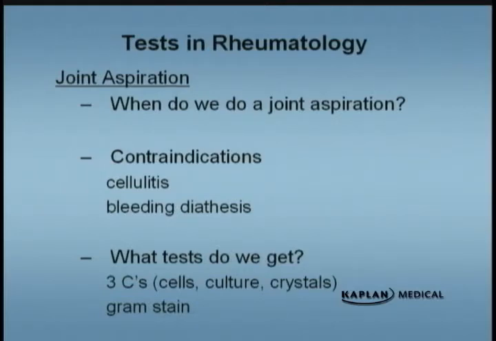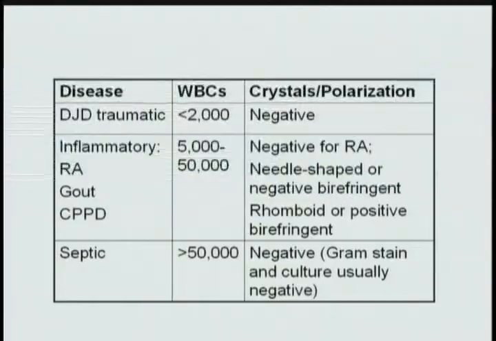Only the 3 C's. The cells, the white cells, that's probably the single most important test, because you could stratify that patient based on the white cells. The culture is important if you could get it. The crystals, that's also very, very important. And the gram stain, that's all. And what do we do with all this stuff? Well, we're able to stratify the effusion and develop a differential diagnosis, right?